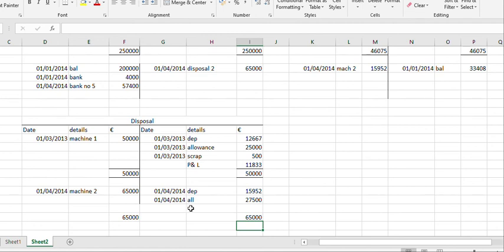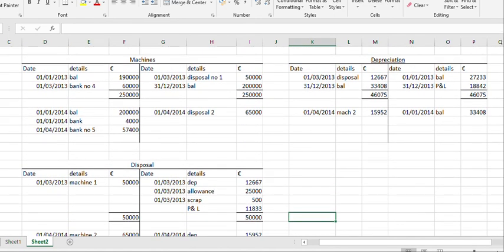The balance would end up going on this side again, 31st of the 12th, 2014 this time. Call it P&L, and that is 21,548, and again that would be a loss of that amount. That is a loss. So that's a disposal dealt with.